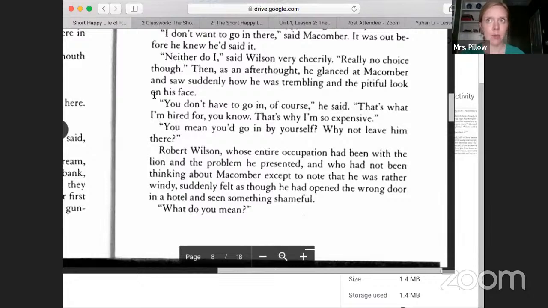Yeah, exactly. And would Francis risk that? No. No, not at all. And so the fact that he asked that, Robert Wilson, it says, it feels like he opened the wrong door to the hotel and seen something shameful. So what has dawned on Robert Wilson now when Francis asked that question?